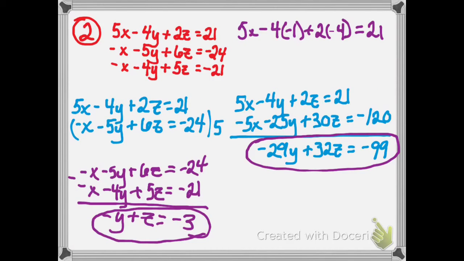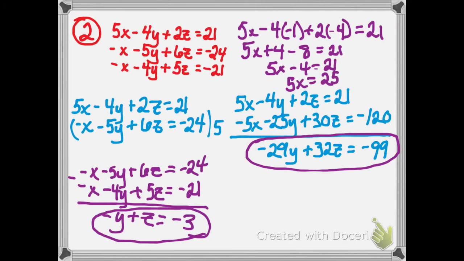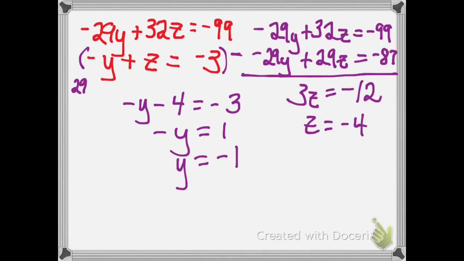So now you're going to multiply, so you have 5x plus 4 minus 8 equals 21. So you have 5x minus 4 equals 21. So then you have 5x equals 25. So x equals 5. So then you're going to use all three of your answers to write your ordered triplet. So you have 5, negative 1, and negative 4.